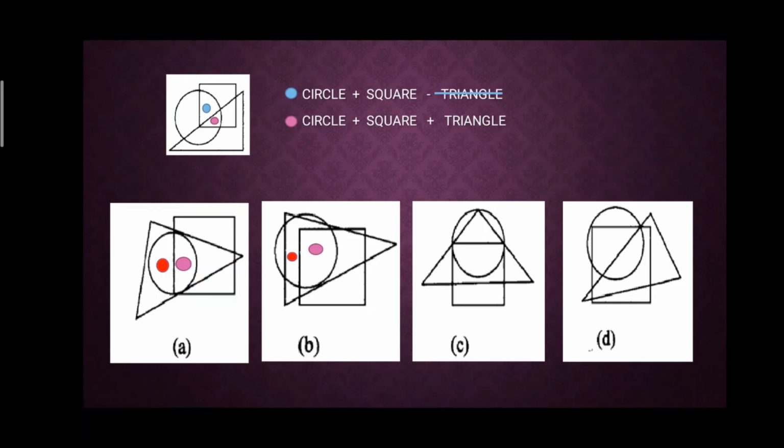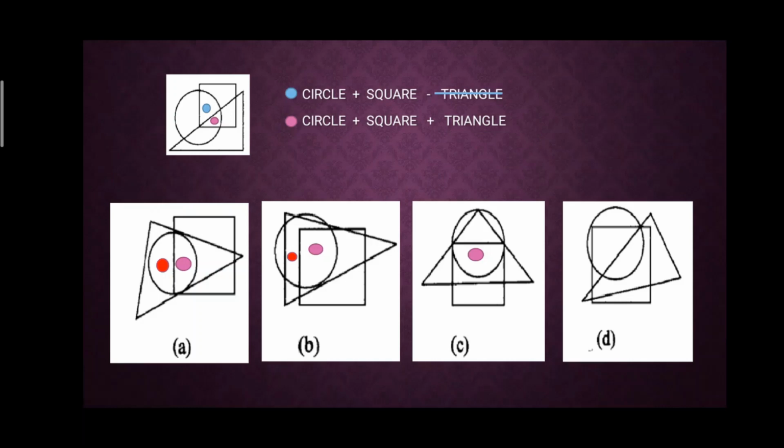You can pause the video and see what areas I am talking about, then only you will be able to visualize. Now I'll move to option C. In option C you can see again the pink area, the pink dot is visible, all the three areas are there, that much is clear to me.